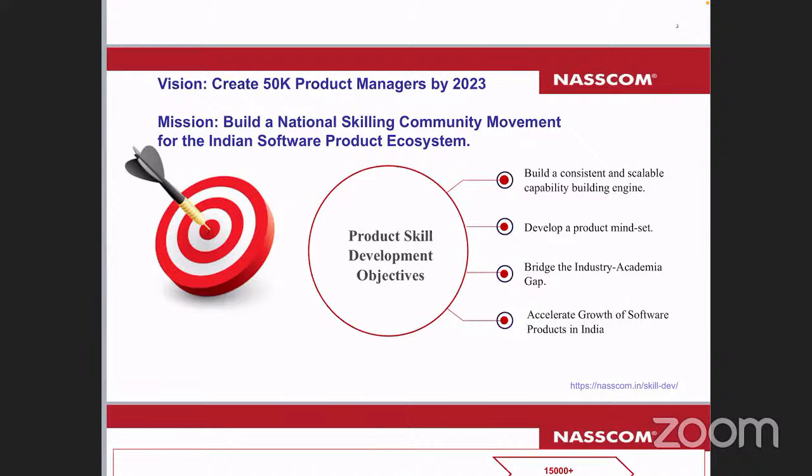The mission is to build a national skilling community movement for the Indian software product ecosystem. While we originate this in India, it's available for the globe, and we want to welcome and embrace everybody who wants to be part of this journey into this movement. So key objectives being that we want to build capability around product management, product mindset, build industry and academia relationships, which includes a lot of you in the audience, and accelerate growth of software products in India.